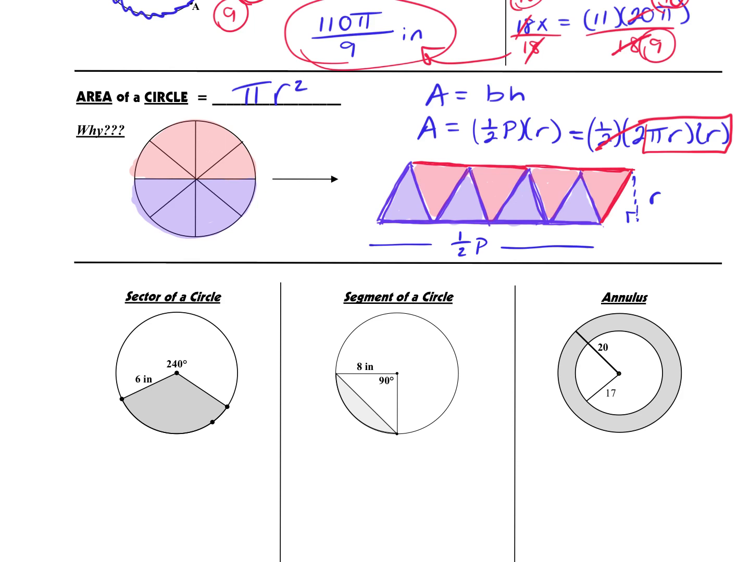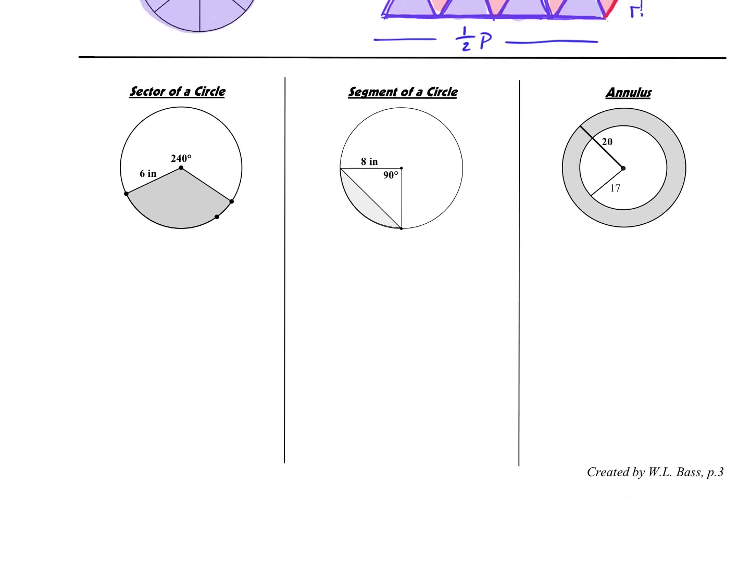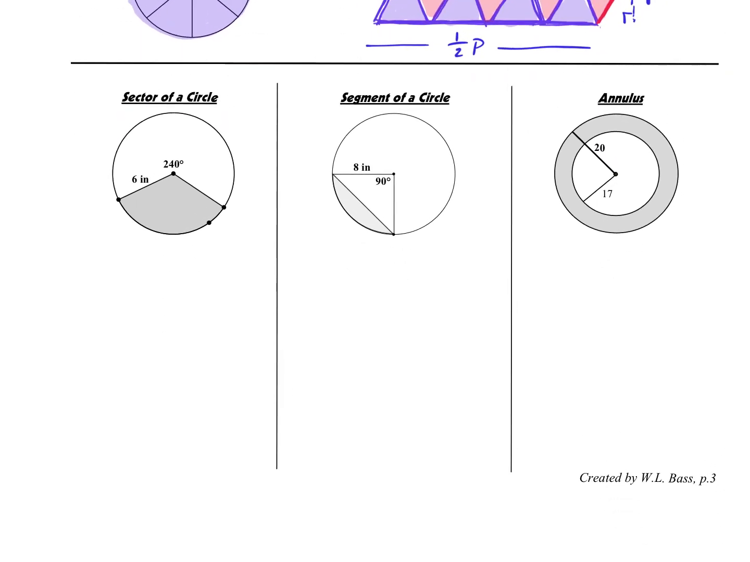So that is where our pi r squared formula is coming from. All right, the last thing that we're going to look at are 3 special types of shaded regions, okay? The first one is virtually identical to what we did up at the top, except for it's a shaded region instead of the circumference of a circle.